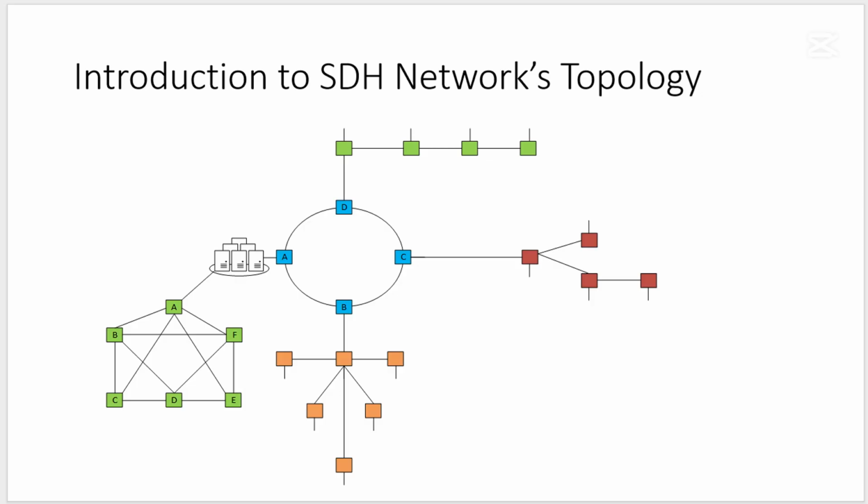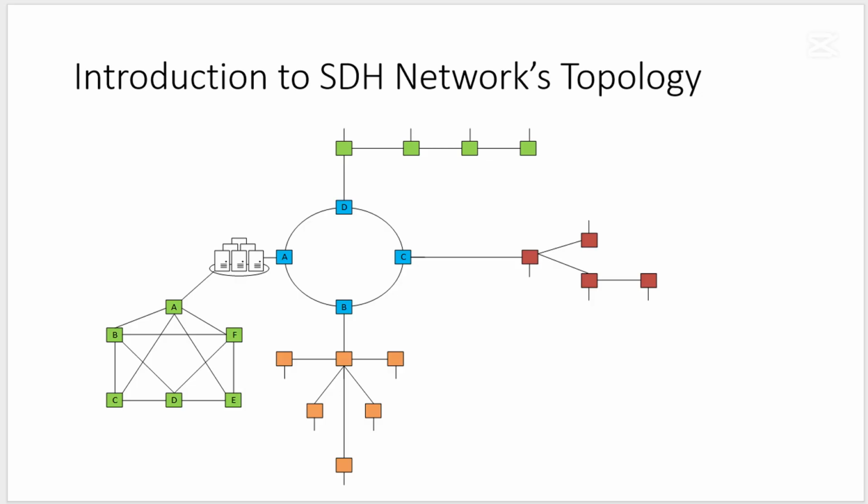So an SDH network consists of network elements, which we call NE, interconnected with optical fiber. The geometrical layout of NEs and transmission lines is called the network topology. So the efficiency, reliability, and effectiveness of a network highly depend on the topology.